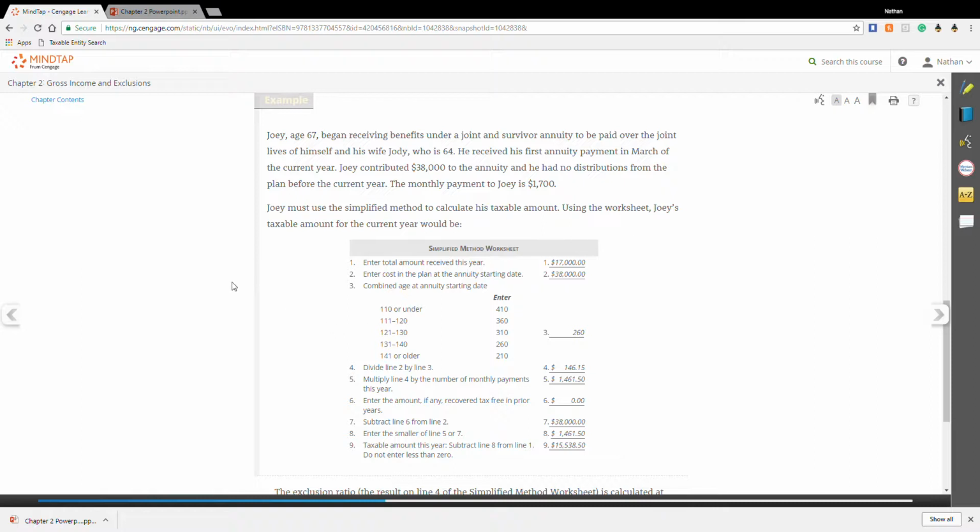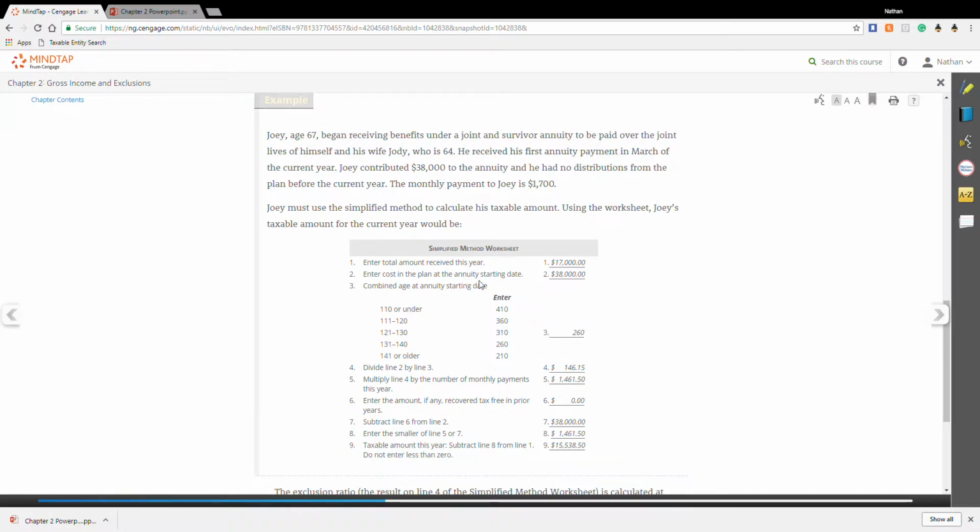Okay, so here we go. Joey enters the total amount that he received. The total amount that he received is $1,700 times basically 10. He started in March, so 2 months have already gone. So we had 10 months, and he received about $17,000. Enter the cost of the plan. The plan was $38,000. There's $38,000.